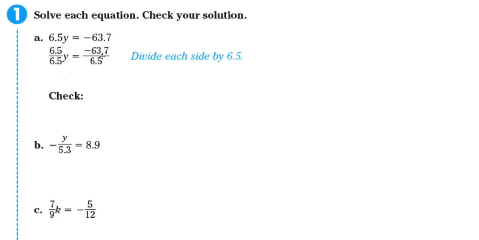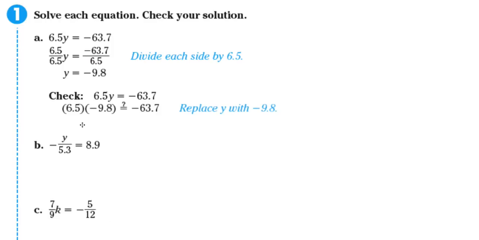Negative 63.7 divided by 6.5. Remember, when you divide a negative by a positive, it will always be negative. So y equals negative 9.8. Checking our answer, we simply substitute the value of y into our original equation, 6.5y equals negative 63.7. Then we get 6.5 times negative 9.8, is it equal to negative 63.7? Now we find that they're equal and our answer checks out.